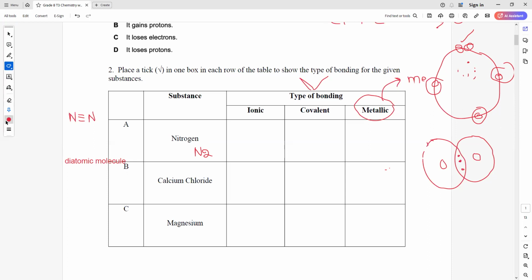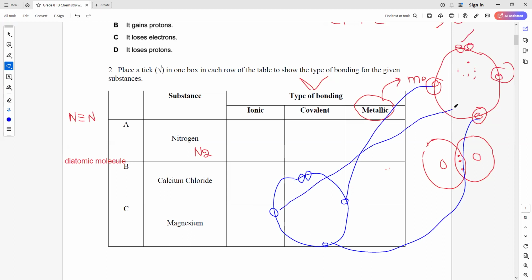Let me use a different color to draw that. The next nitrogen atom will be like this. So we have 2 paired electrons and 3 single electrons. So what will happen here? This and this will share, this and this will share, this and this will share.